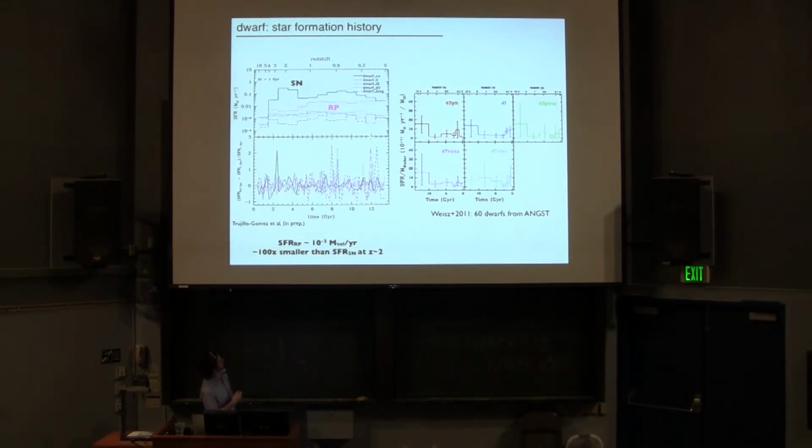And the other thing is, when you look at the star formation rate in detail, you see that some are more bursty than others. This should have a very important effect for the creation of cores versus cusps in the center of these dark matter halos.